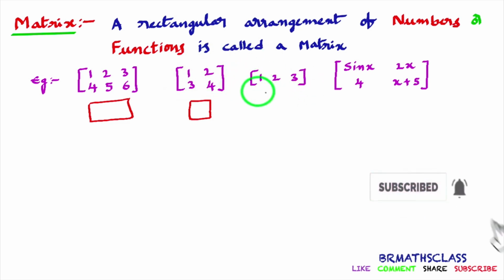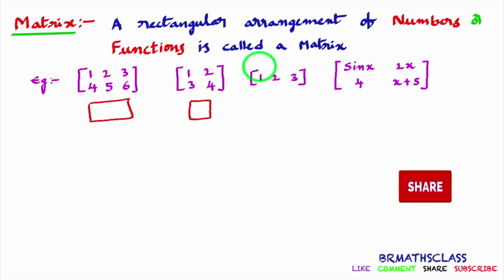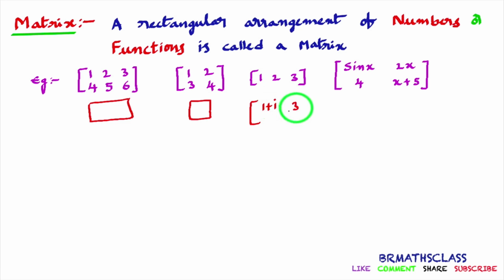You observe this. Is it a matrix or not? Rectangular arrangement of numbers. Yes, this arrangement is rectangular. So this is an example for a matrix. Here I will write one more example. Please observe this. Numbers mainly are of two types: one is real numbers, another is complex numbers. If you get a matrix like this, 1 plus i, 3, i, 2 plus i, is this an example of a matrix or not? Yes, a rectangular arrangement of numbers. That means these numbers may be real numbers or complex numbers. This is an example for a matrix.